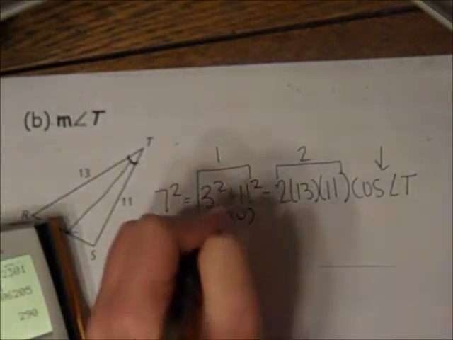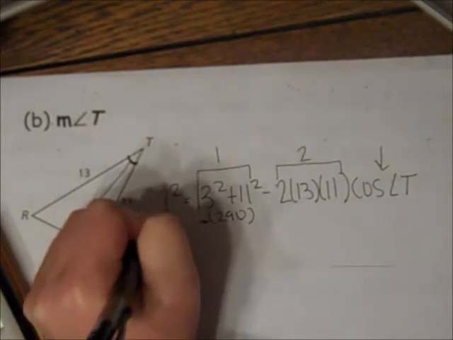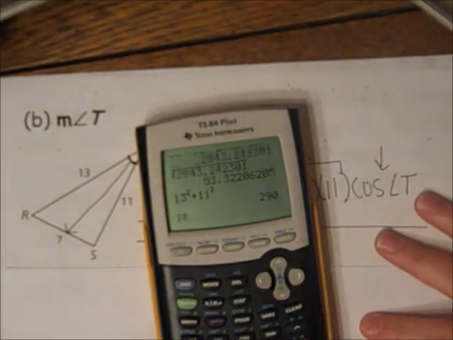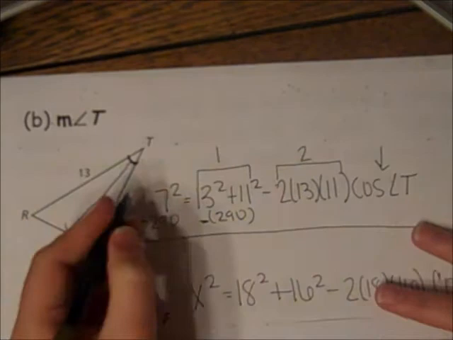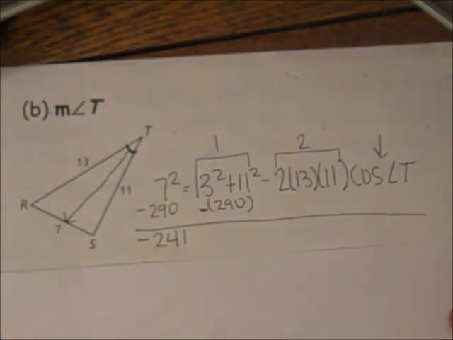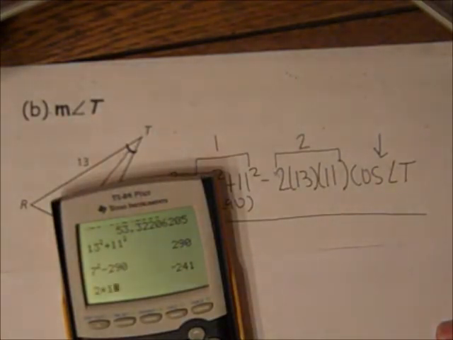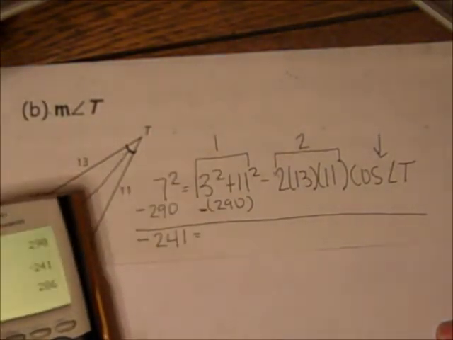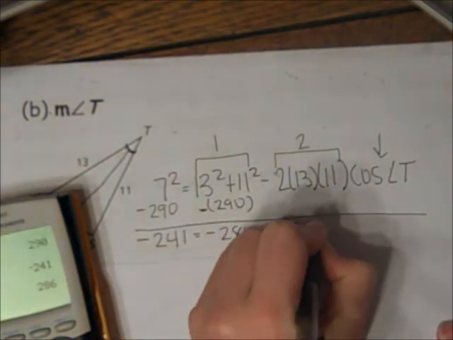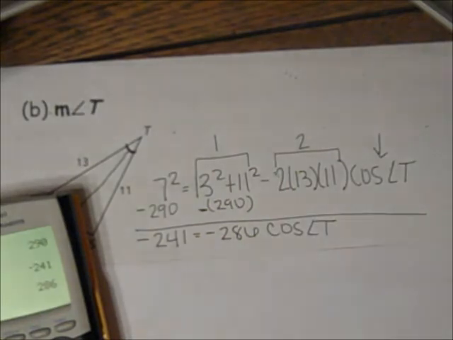So what I'm going to do is subtract 290 from both sides to get that out of the way. So I have 7 squared minus 290. And right now I have negative 241. And this is always going to be negative. If it's not, you probably did something wrong. Equals, now I'm going to simplify this part right here. 2 times 13 times 11 equals negative 286 on the cosine of T.